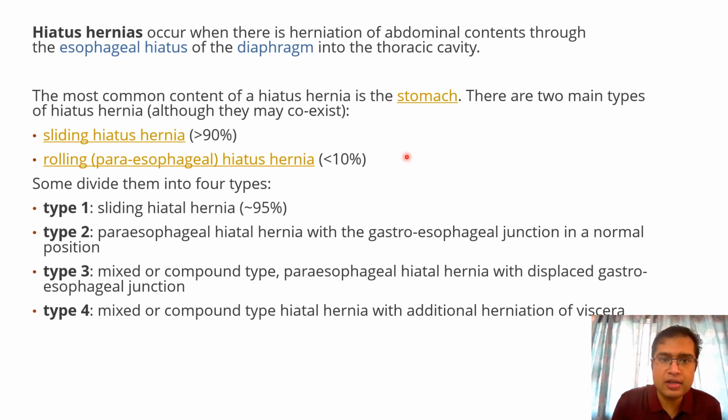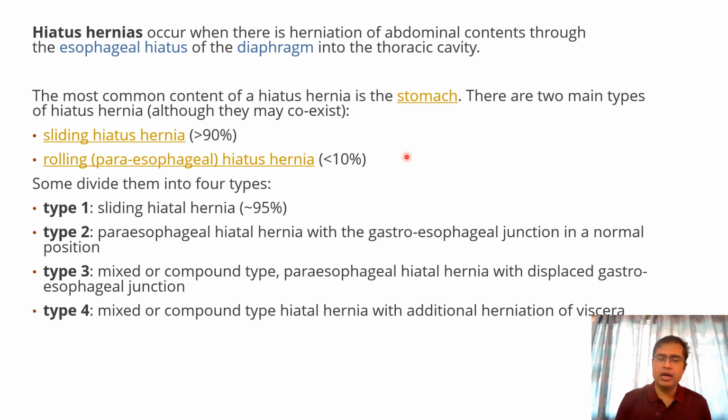Hiatus hernia occurs when there is a herniation of the abdominal contents through the esophageal hiatus of the diaphragm into the thoracic cavity. The most common content of the hiatus hernia is the stomach. There are two main types: the sliding hiatus hernia, which is the most common type, seen in more than 90% of the cases, and the rolling or paraesophageal hiatus hernia, which is less common, seen in less than 10% of the cases. Our case was of rolling or paraesophageal hiatus hernia.